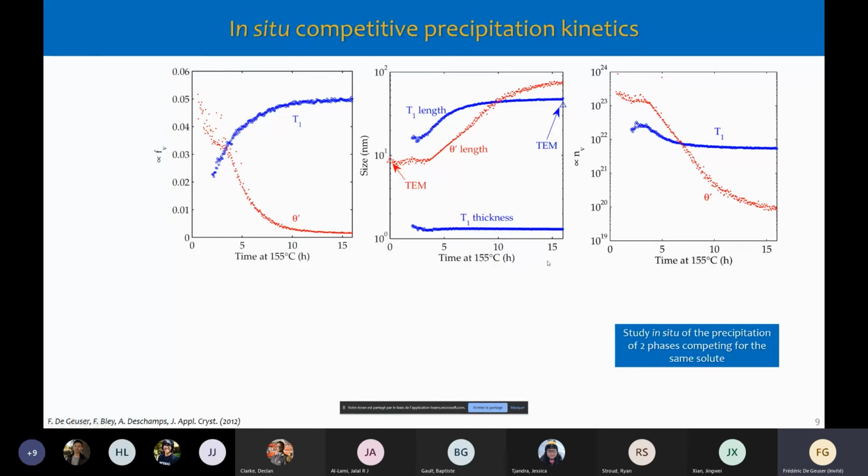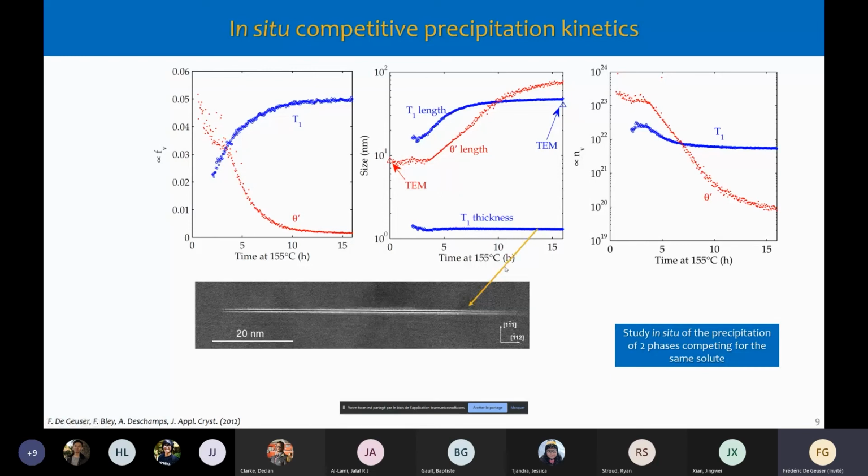And you can really extract every interesting parameter as a function of time. I can draw your attention to this curve here, which is the T1 thickness as a function of time. You can see that it's actually very, very constant at about 1 nanometer. And this 1 nanometer corresponds to these images there, so when there is only 1 unit cell of T1. So very interestingly, these T1 nucleate at this temperature, at least. They nucleate on a plane, and then they grow only on this plane, and they never thicken. So that's very, very interesting.